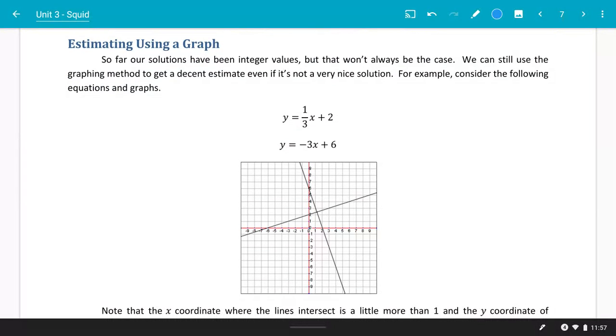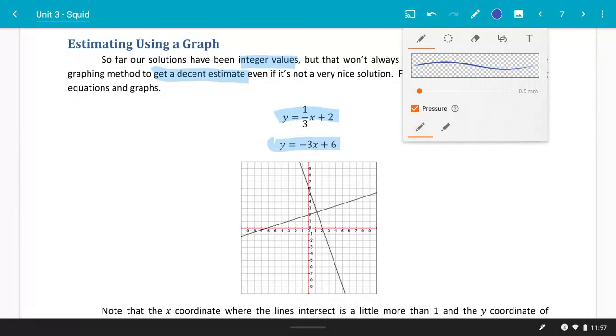Estimating using a graph. So far, solutions have been integer values. Remember, integers are positive and negative whole numbers and 0. Okay, so we've had nice, easy round numbers. But it won't always be the case. We can still use a graphing method to get a decent estimate, even if it's not a nice solution. For example, let's look at these two equations, and they are graphed as such.